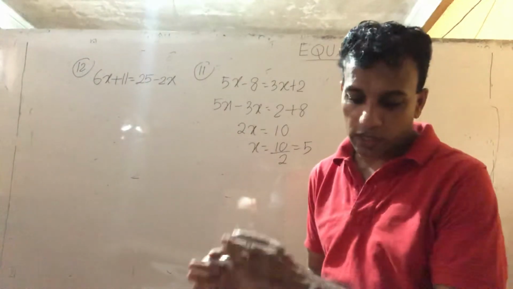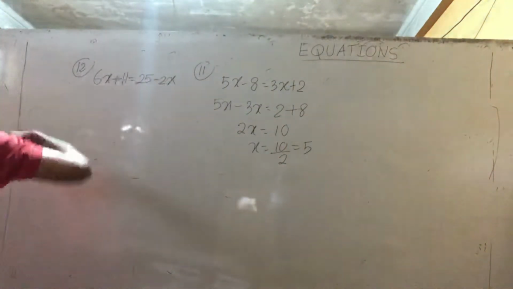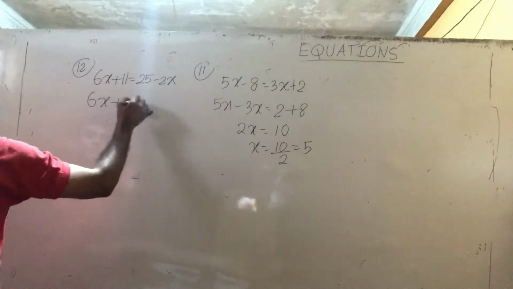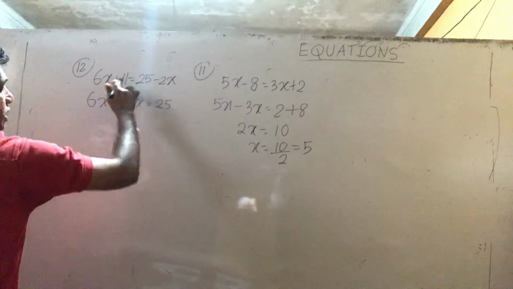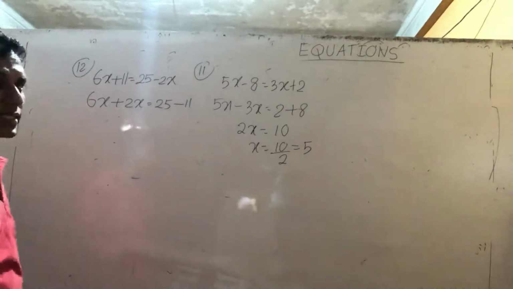Better you take all the largest x to one side. You can take the minus to this side. 6x plus 2x. Here 25, 11 that side minus 11. What is 6 and 2?